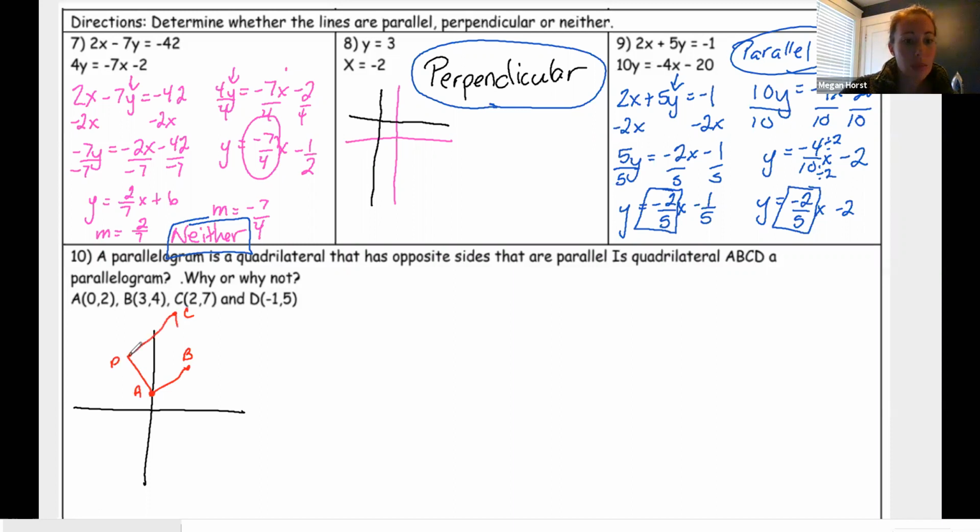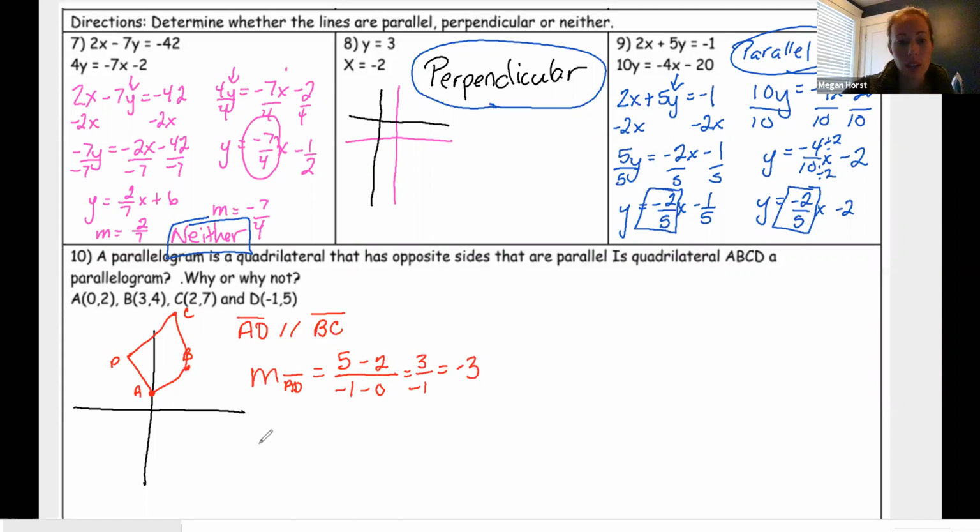And we want to know if this is a parallelogram. Well, in order for this to be a parallelogram, all of my sides have to be parallel. So what I'm going to do is I'm going to check to see if sides AD are parallel to BC. And the way that I'm going to do that is by finding the slopes of these. And then if these two are parallel, then I'll check to see if CD is parallel to AB. So I'm going to start by finding the slope of AD. So I'm using these two ordered pairs. I'm going to do 5 subtract 2 divided by negative 1 subtract 0. That gives me 3 over negative 1, which yields a negative 3.